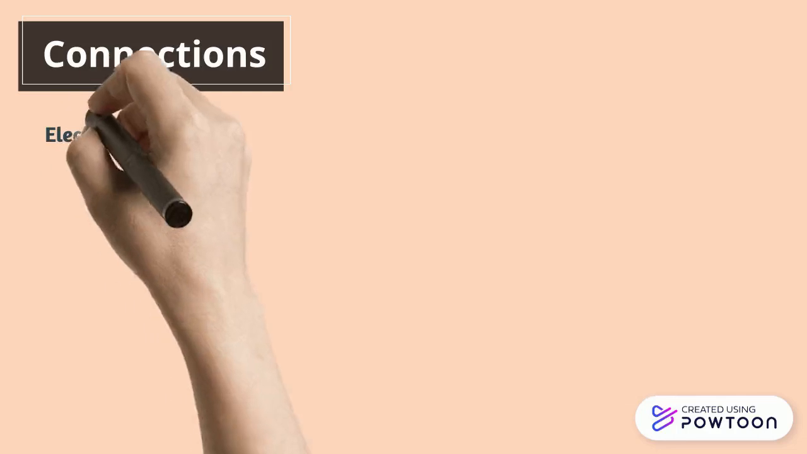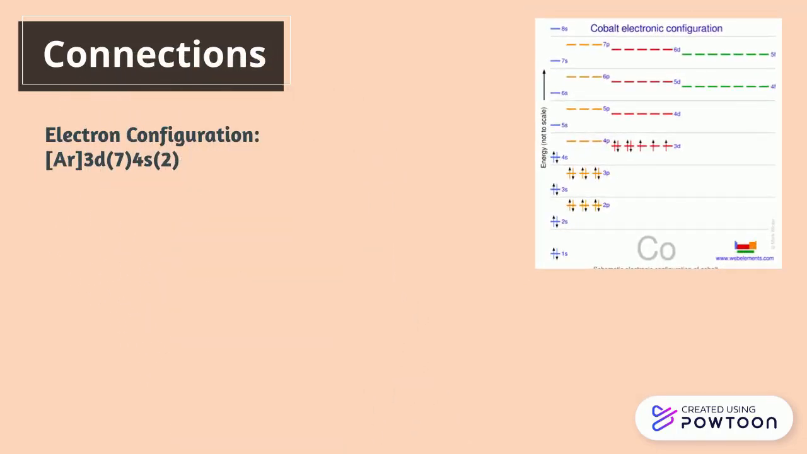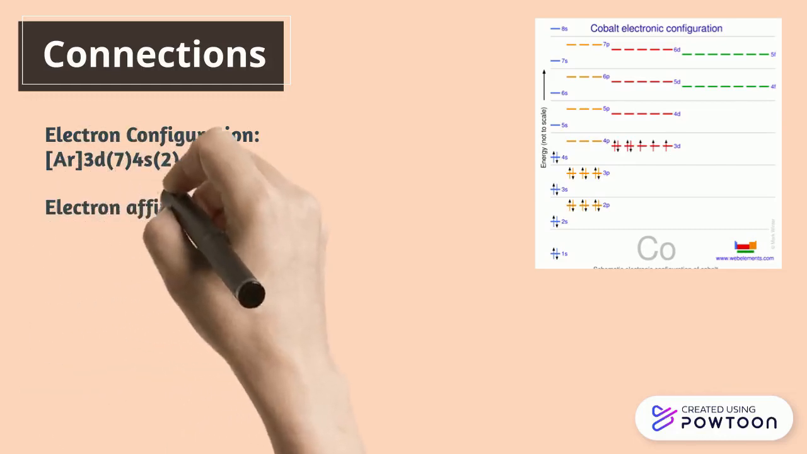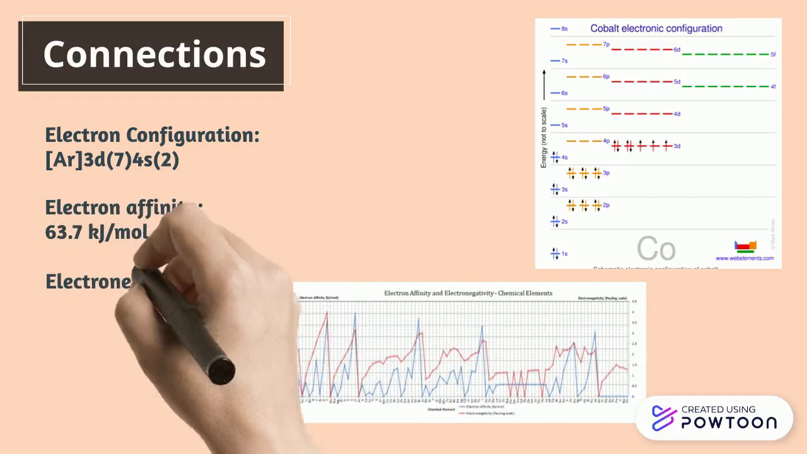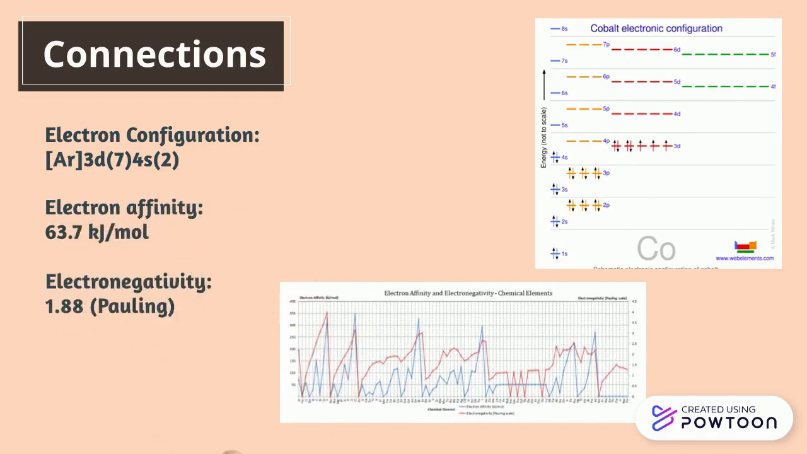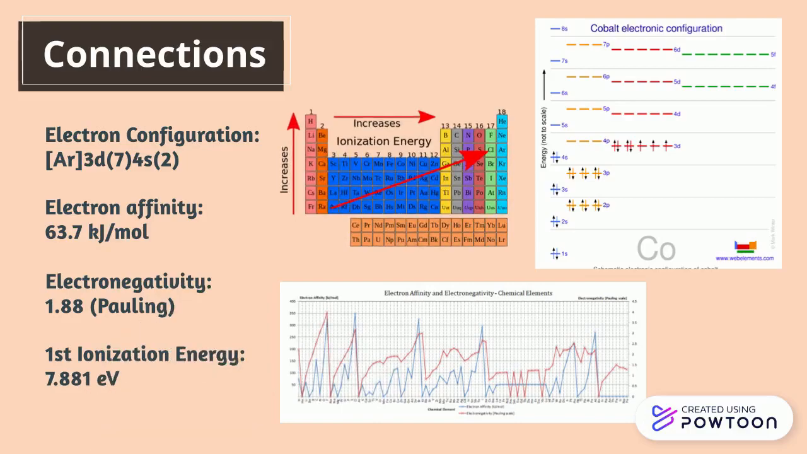The electron configuration would be argon 3d7 4s2. The electron affinity would be 63.7 kilojoules. The electron activity would be 1.88 Pauling, and the first ionization energy would be 7.881.